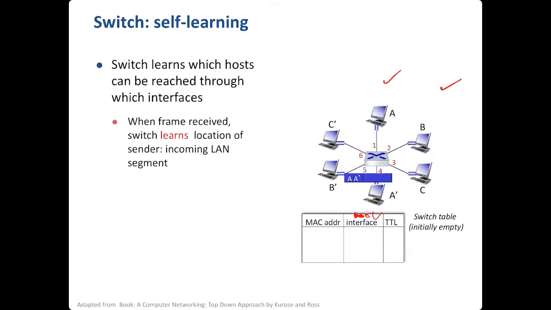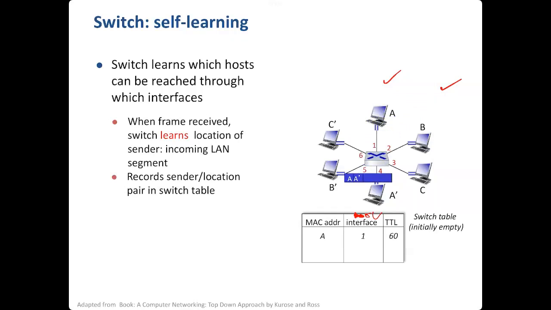So A goes to A dash. Okay, how does the switch know that it has to go to port 4? Now initially I am assuming that it's known. Okay, so it can directly send. If it's not known, then we'll see how.